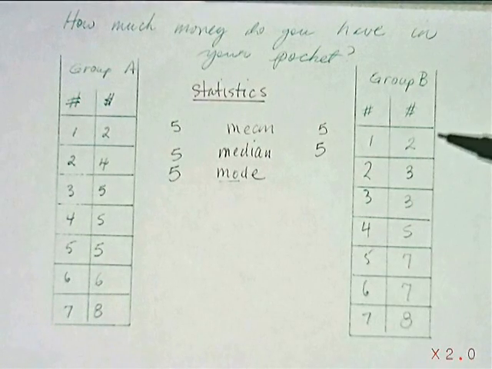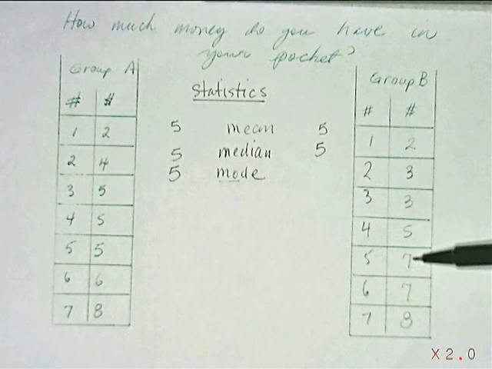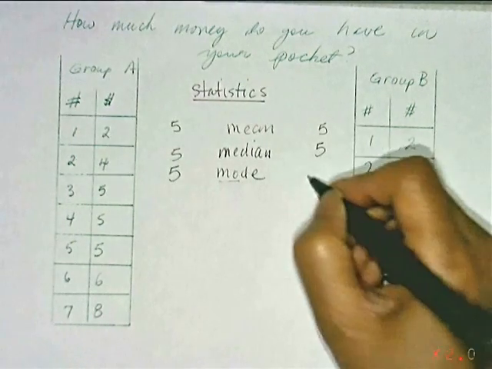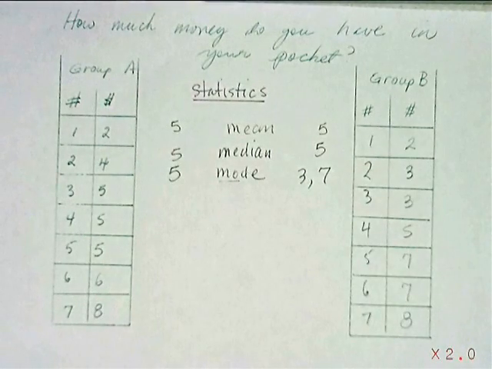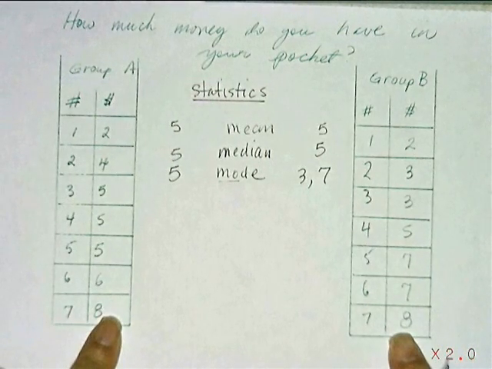Over here I have 1 2, 2 3s, 1 5, 2 7s, and 1 8. So I've got 2 3s and 2 7s. So there are 2 modes for this second group B, a 3 and a 7. So here's the first indication that there's some variation between these two groups. And I'd like to explore a little bit about the variation by looking at the picture of the graph.